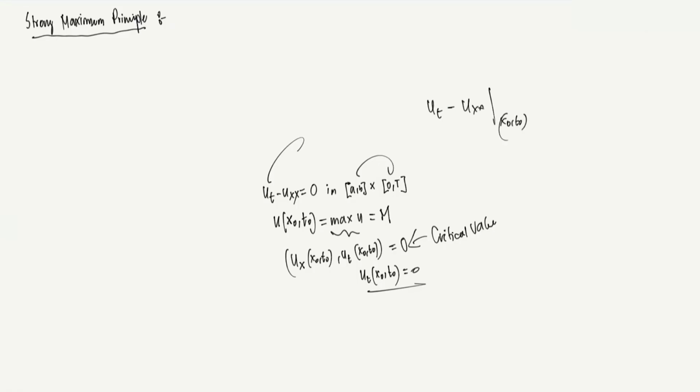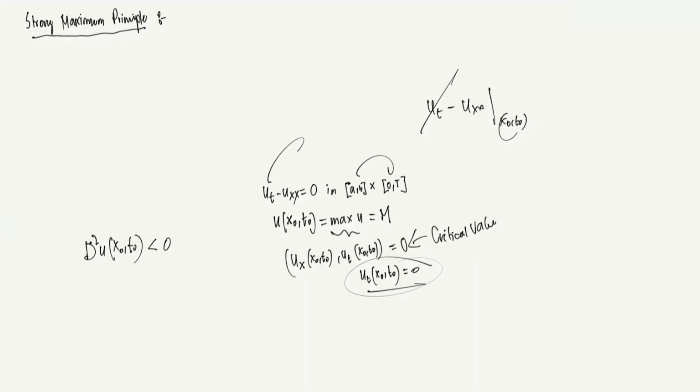Let's understand this. This term is gone because ut at the point x naught, t naught is 0. What about uxx at the point x naught, t naught? At this point, u has a maximum, so the Hessian of u, d2u at x naught, t naught, should be negative definite, that is, less than or equal to 0. You can modify the function and do this.